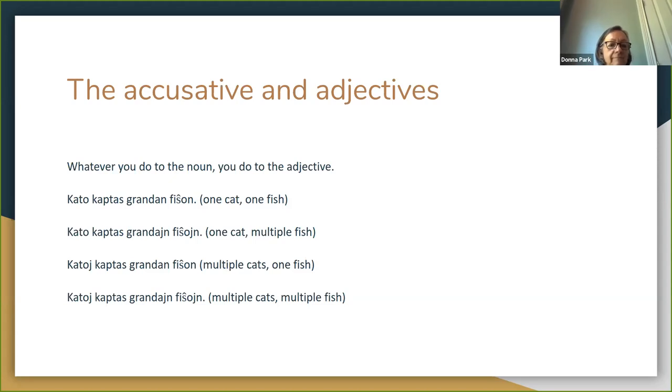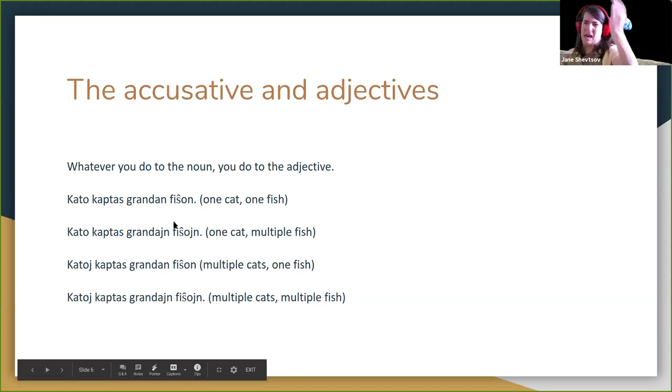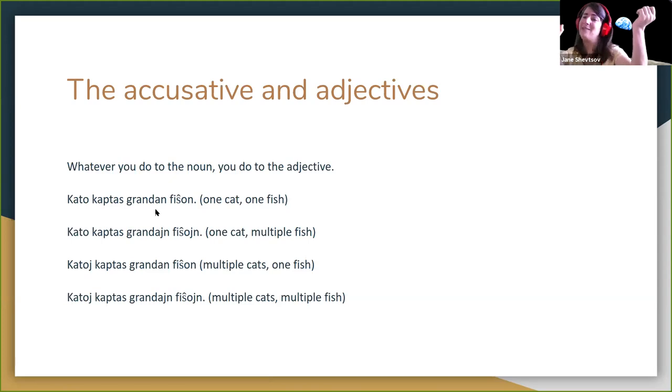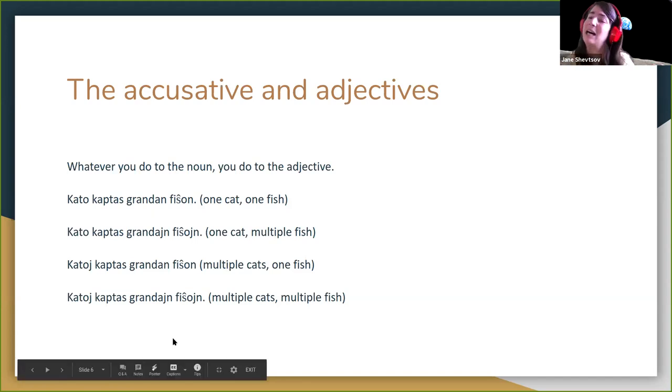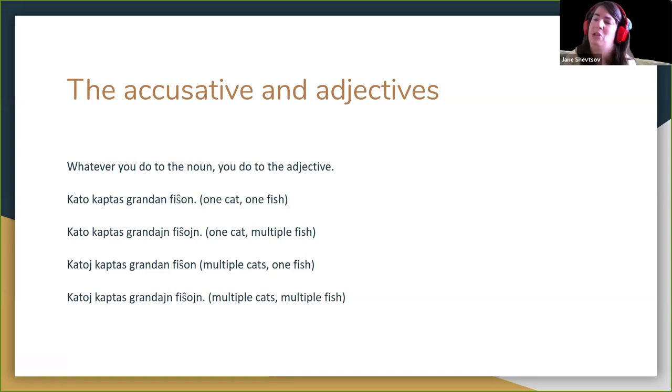And the last one. Multiple cats catch multiple fish. Yes. Multiple big fish. Cool. So notice that I can't say granda fishoj. If I make the noun plural, I gotta make the adjective plural. Grandaj fishoj. If I make the noun accusative, I gotta make the adjective also accusative.